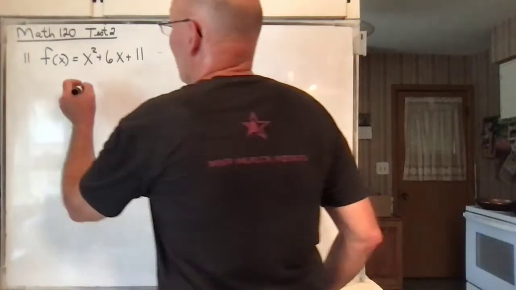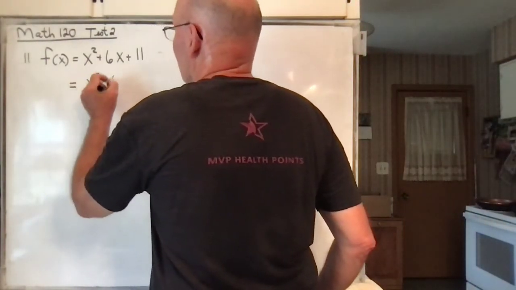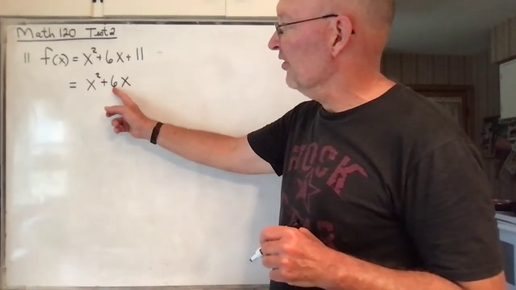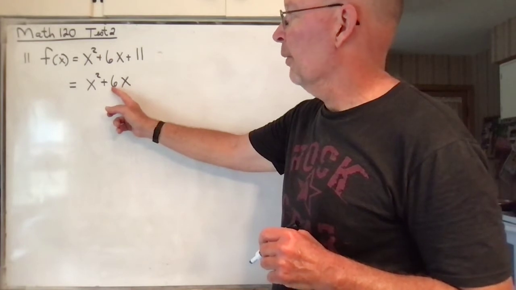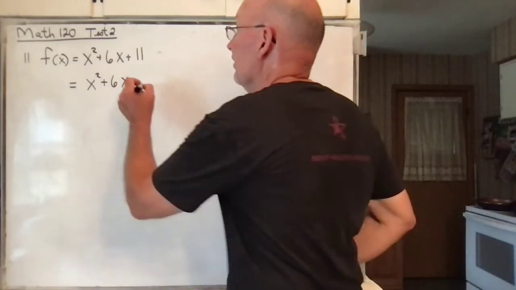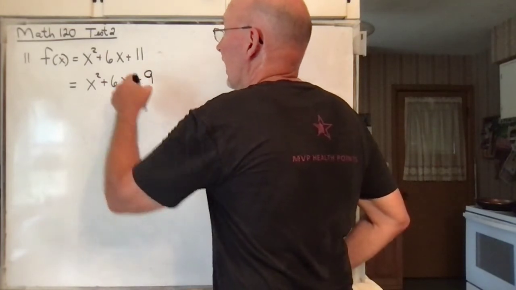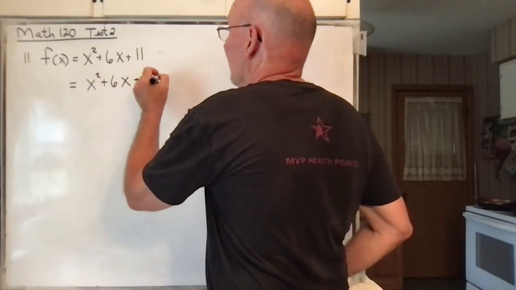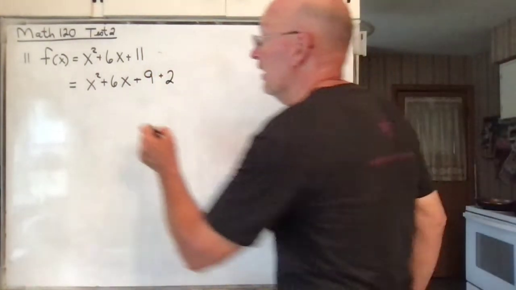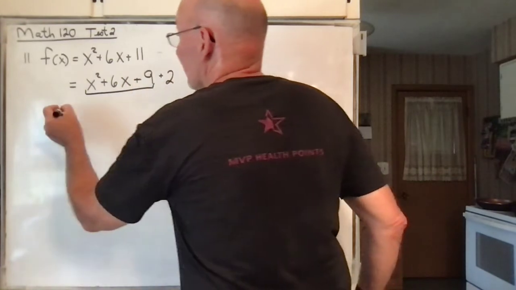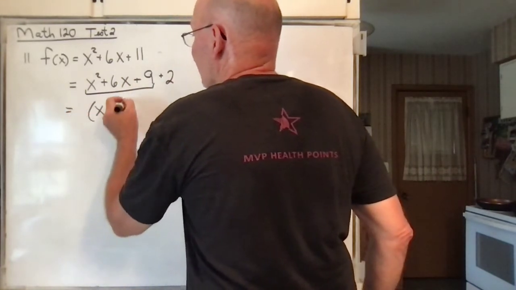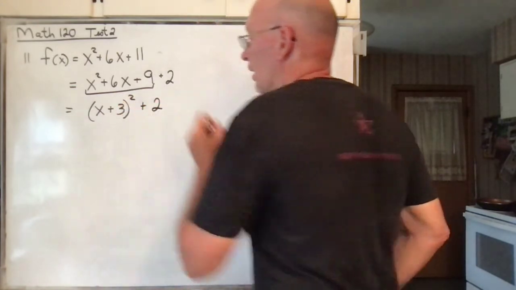If you complete the square, here's what you do. You take x squared plus 6x. Then you take half of this number, which is 6, and you square it. Well, first of all, half of 6 is 3, and then 3 squared is 9. So you have 9, and I still need to keep this equal to this, so then I tag on the extra 2 right there. And the reason I did that is because now I can take this thing and write it as x plus 3 quantity squared plus 2.